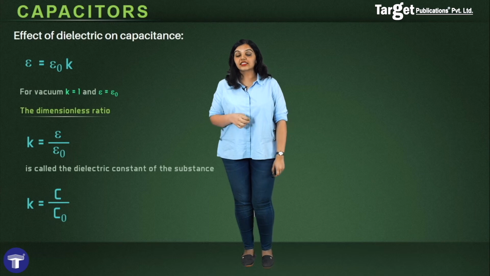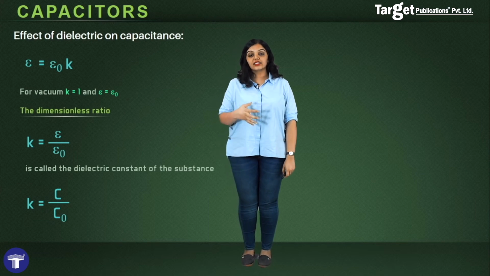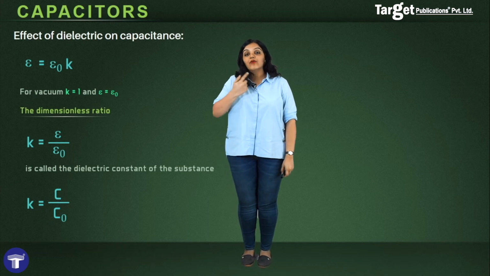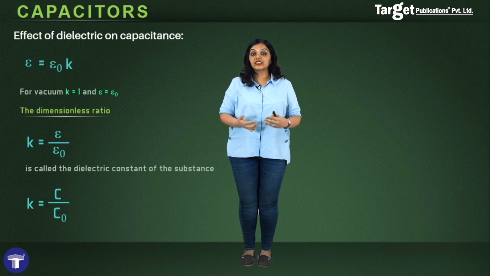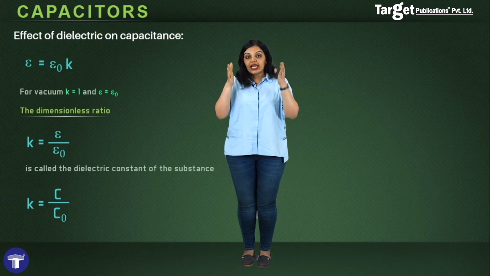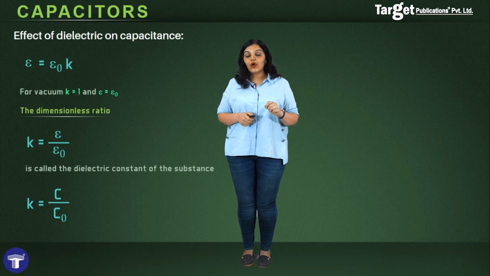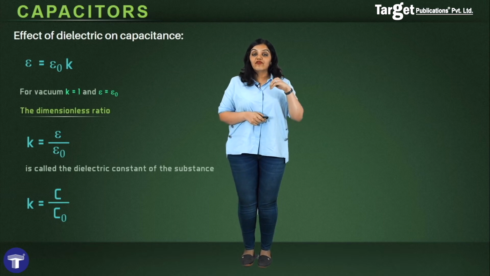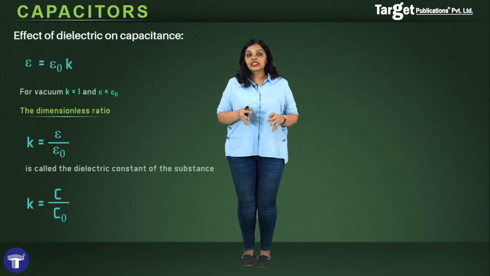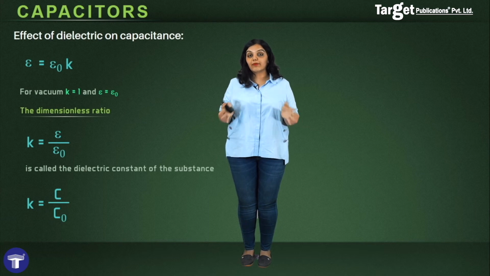And because K is greater than 1, I can say the dielectric constant is a factor by which the capacitance of a capacitor increases when a dielectric is inserted between the plates from end to end. That is, when a dielectric is fully inserted between the plates. Finally, I want to say that even though I found the value of this for a parallel plate capacitor, it is actually true for any type or any shape of capacitor.